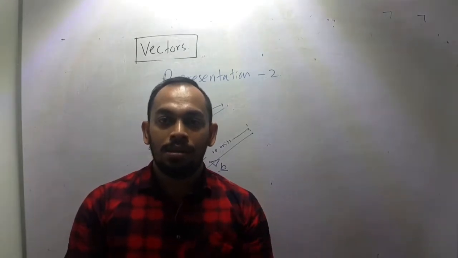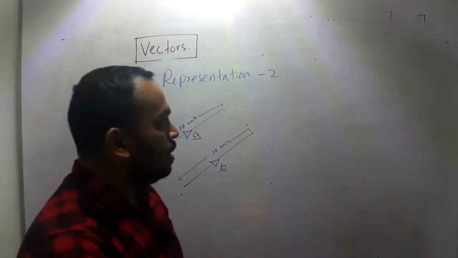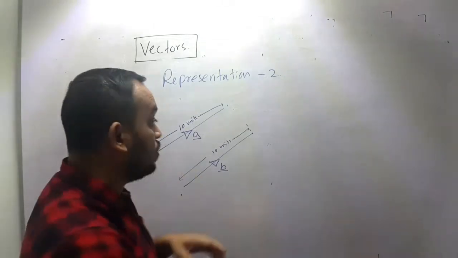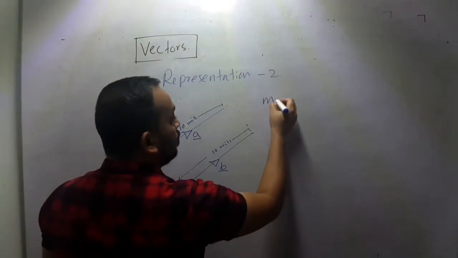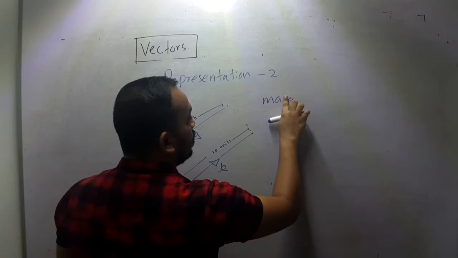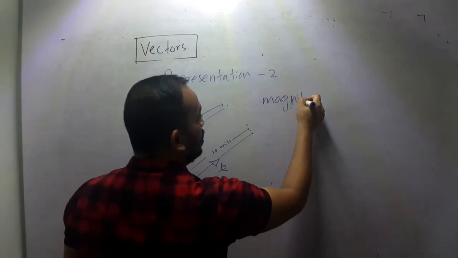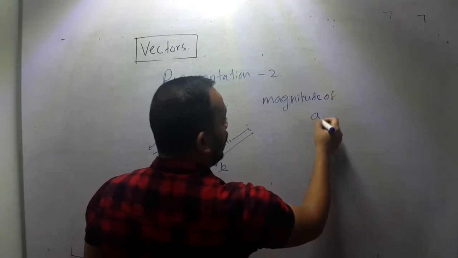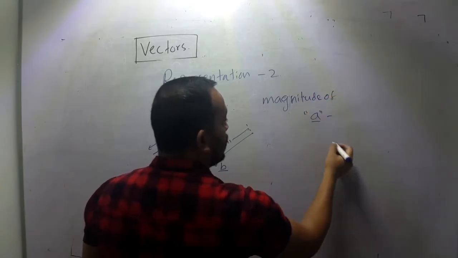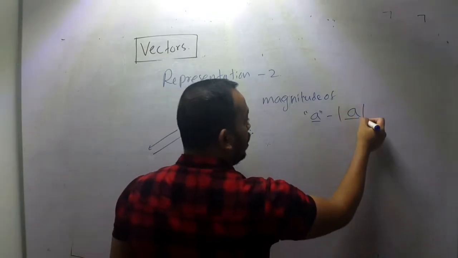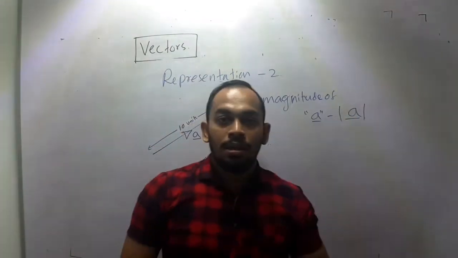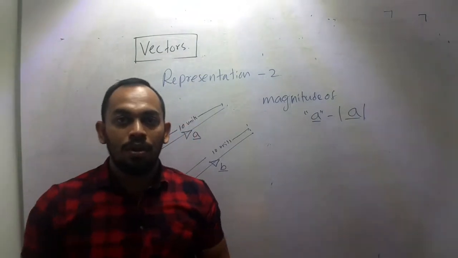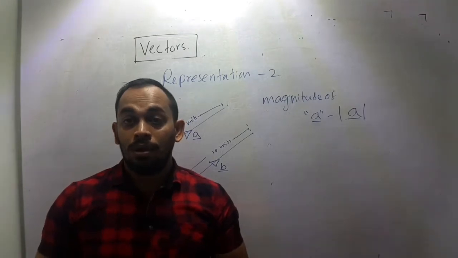So they have symbols to define them. Symbolically, when you want to represent the magnitude of a vector, you use modulus signs. So the magnitude of vector A is represented by a modulus. The modulus tells you the magnitude of any quantity, whether it is positive or negative. It will only output a positive quantity.